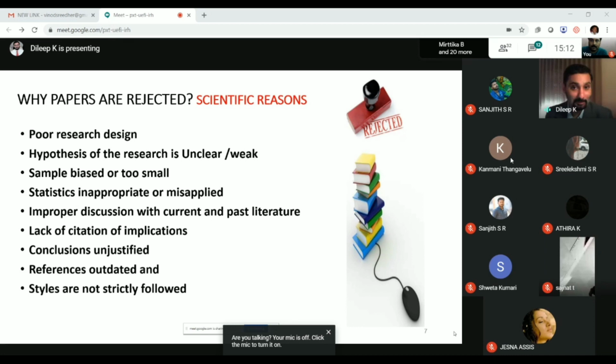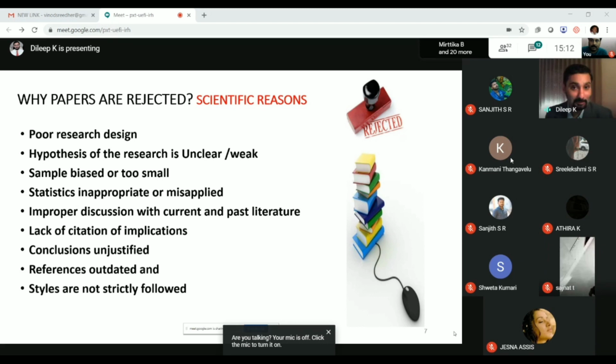First paragraph touches the side, second hanging. And the authors inside the bracket and authors outside the bracket are different. Inside the bracket you use ampersand, and outside you have to use "and". So all these small things we need to follow in the referencing style. All these are scientific reasons with which your paper gets rejected.